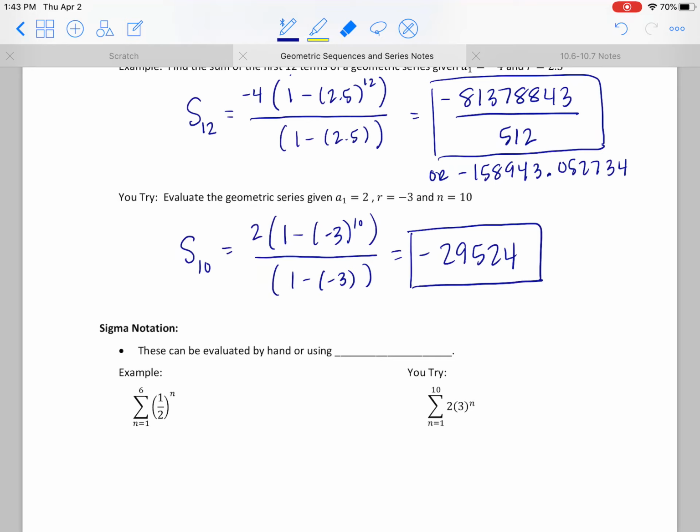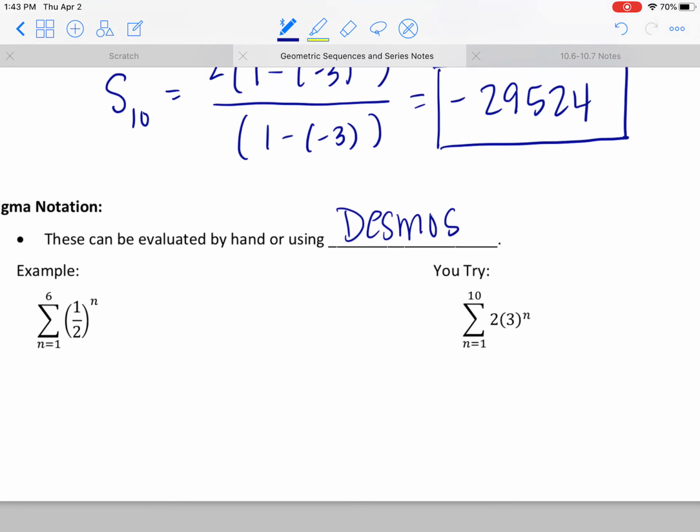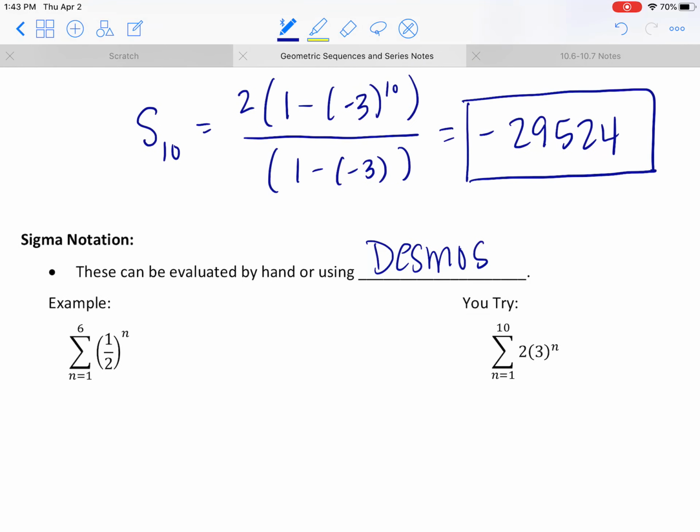Okay? Good news is, if you prefer Desmos to do the work for you rather than just using the formula, Desmos uses the sigma notation. So we can also evaluate by hand or using Desmos with our sigma notation. So here, if we wanted to do this by hand, we would be looking for the sum of, from 1 to 6 would be 6 terms. You would take a little more thought here.